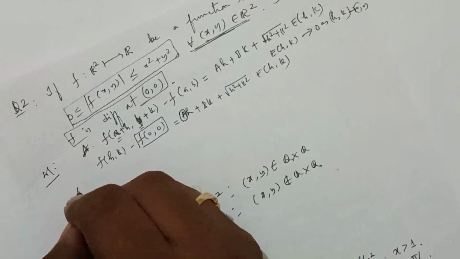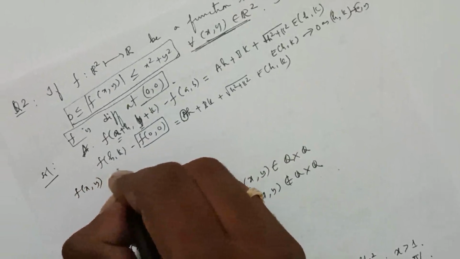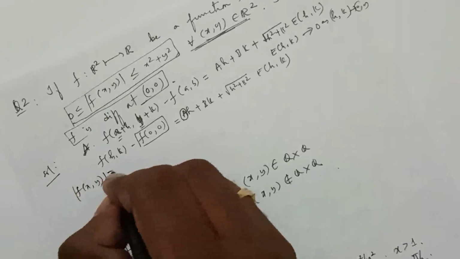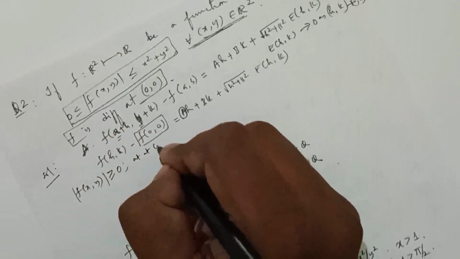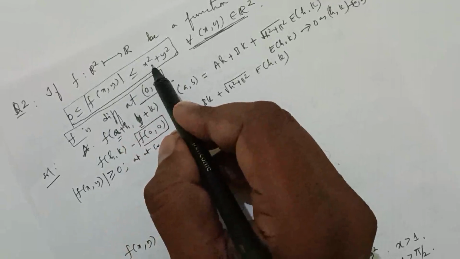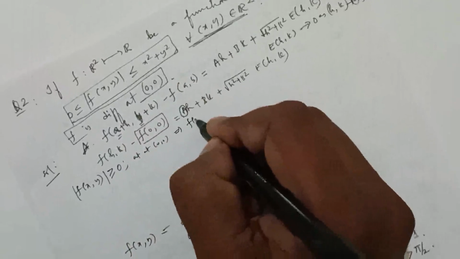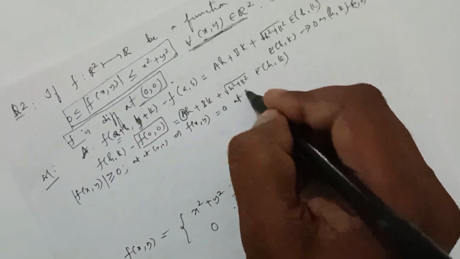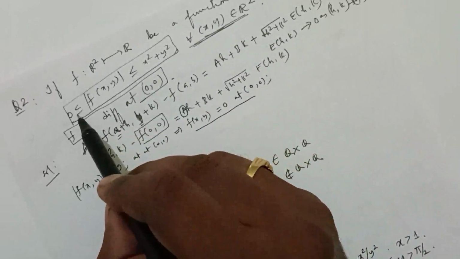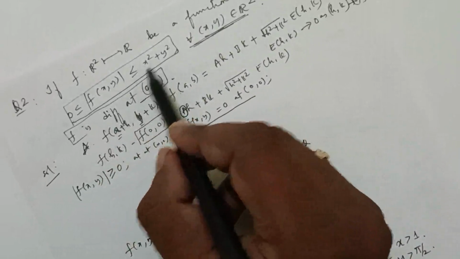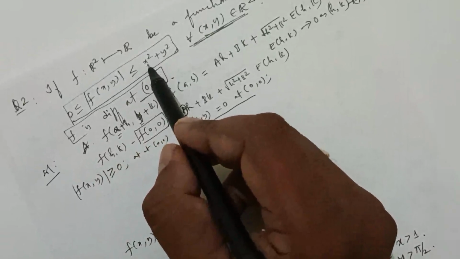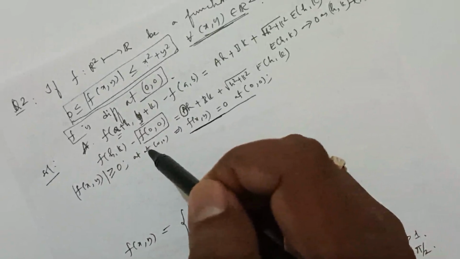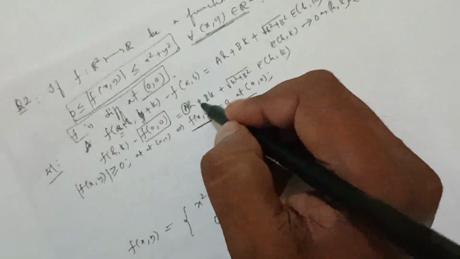See, since f of x comma y is greater than or equal to 0 and at 0 comma 0, look at this, it is less than or equal to 0. This implies f of x comma y is 0 at 0 comma 0. Idea is clear? It's both non-negative. So at 0 comma 0 it is between 0 and 0. So modulus of f of x comma y must be 0. So it implies this should be 0. That means this is 0.